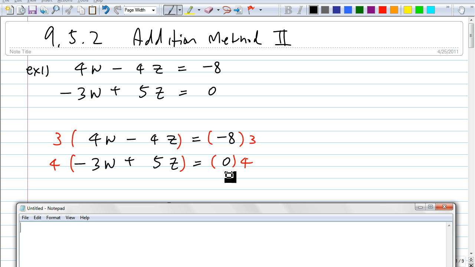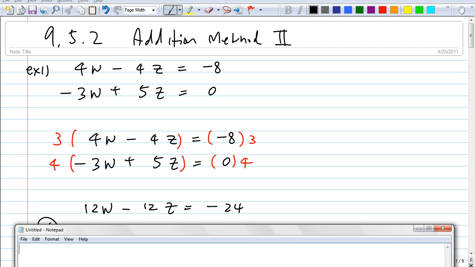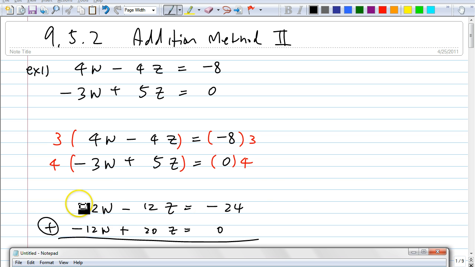Okay. Go ahead. I'll give you some time. 12w minus 12z equals -24. Good. That's the first equation. Second equation? Negative 12w plus 20z equals 0. So notice I have positive 12w on top and negative 12w on the bottom, right? So when I add them together, notice that the w's cancel, right? So Eric, tell me what to write.